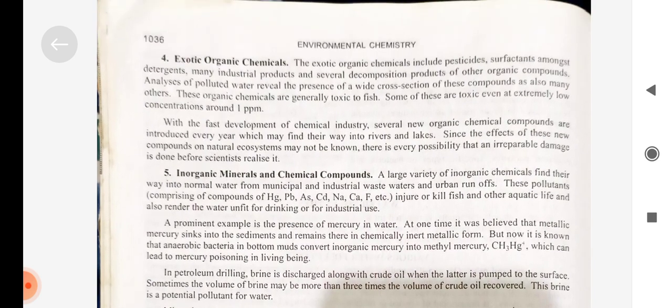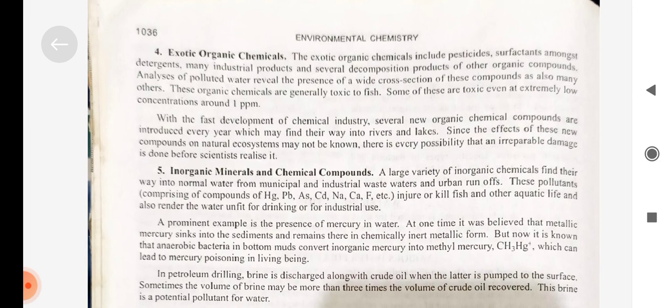Number fourth, exotic organic chemicals. The exotic organic chemicals include pesticides, surfactants among detergents, many industrial products, and several decomposition products of other organic compounds. Analysis of polluted water reveals the presence of a wide cross section of these compounds as also many others. These organic chemicals are generally toxic to fish. Some of these are toxic even at extremely low concentrations, around 1 part per million.